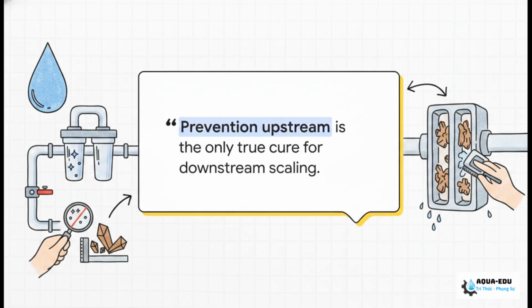I want to leave you with something I've lived by for 2 decades in this industry. Prevention upstream is the only true cure for downstream scaling. Seriously, if you are actively treating the EDI module, you are already way too late. You must treat the water flawlessly before it ever reaches the unit.